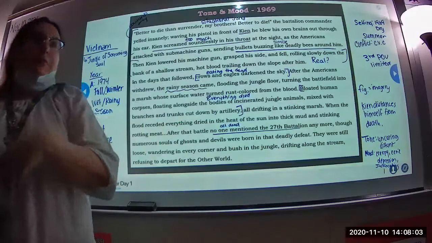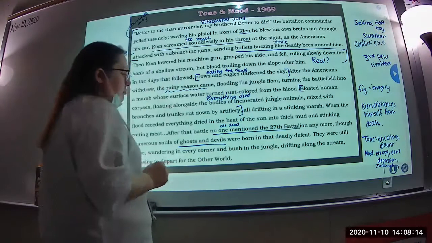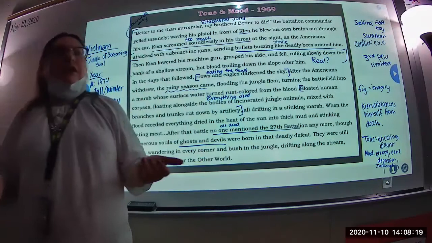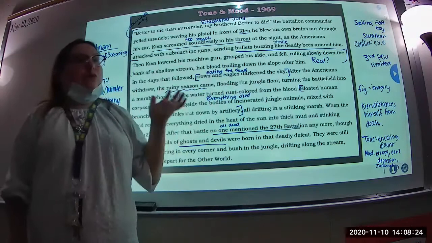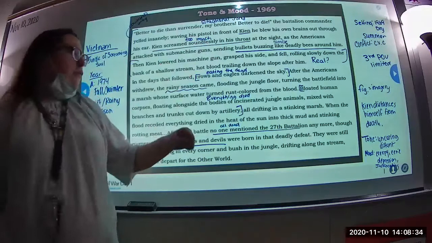So it says, though numerous souls of ghosts and devils were born in that deadly defeat. Why do you think he includes ghosts and devils? Because some souls could be back vengeful. They could be vengeful. They could be angry, right? If you died in this manner and nobody ever remembers you, how would you feel? Angry. You've given up your life for your country, but nobody's going to remember you. They don't even talk about you anymore. Betrayed. Yeah, betrayed, angry, right?